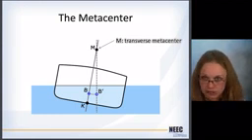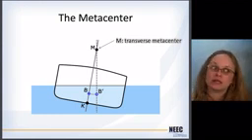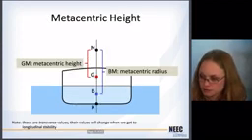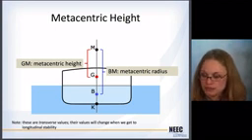This is not a point that is actually on the ship. You don't build it. It is just a property of the ship. It is an imaginary point way up high in the sky that the ship will rotate about for these small angles. The metacentric height is the distance from the center of gravity G up to M, so GM is the metacentric height. You also have the metacentric radius, which is BM. And going back, K was the intersection of the center line with the keel of the ship.